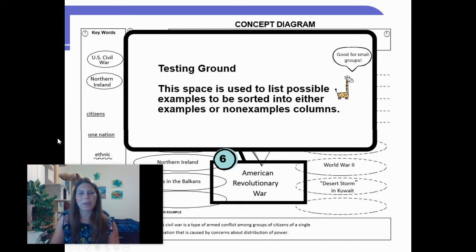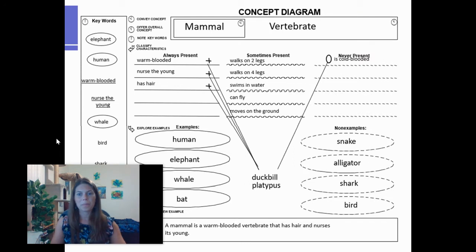And then you have the testing ground. The testing ground is a good place for small groups to work together to figure out if these ideas or examples are an example of the concept or not an example of the concept. So here's the duckbill platypus: is it a mammal or is it not a mammal? And through this, they've determined that it has all of the always present characteristics and none of the never present characteristics, so it must be an example.